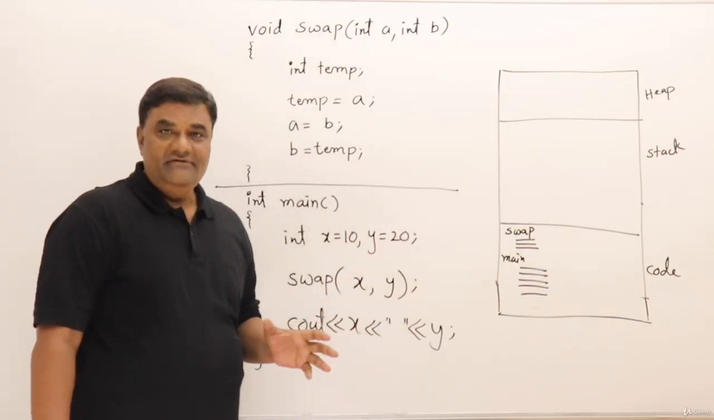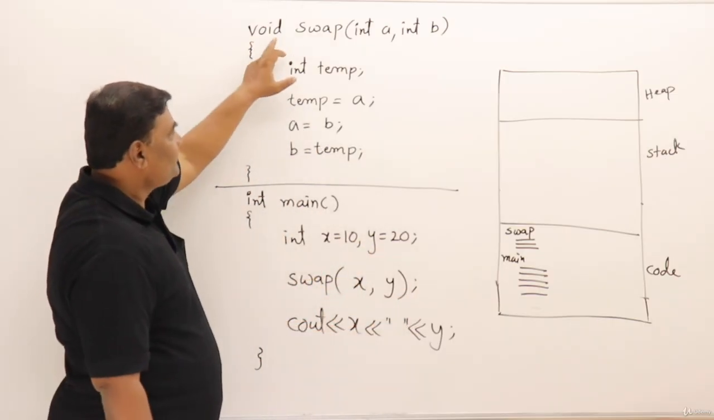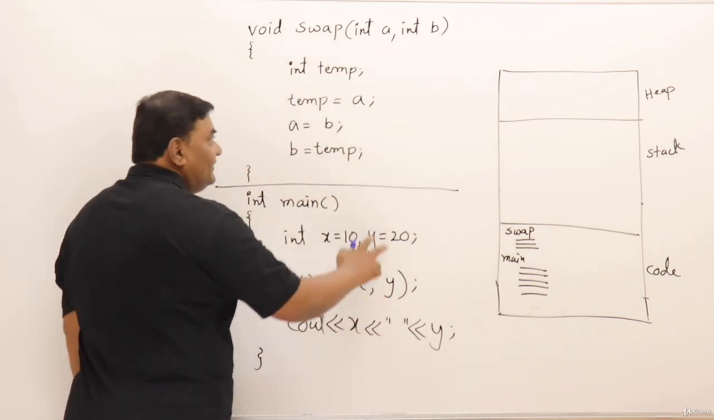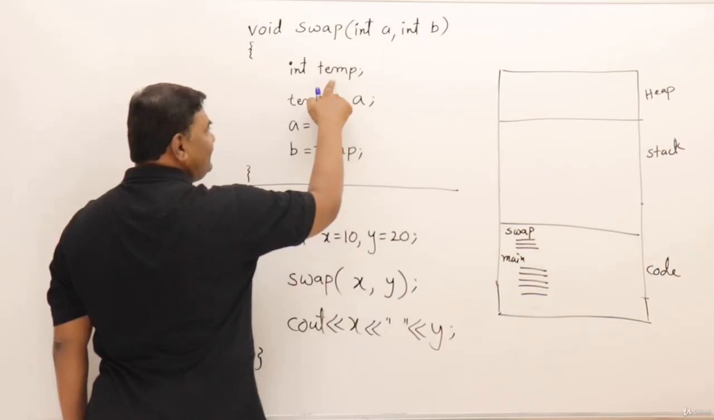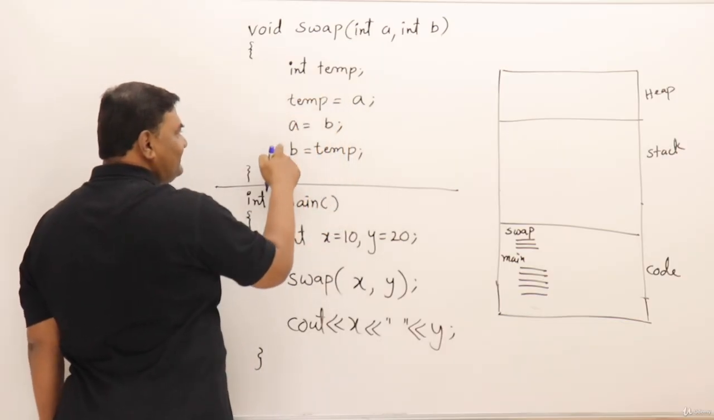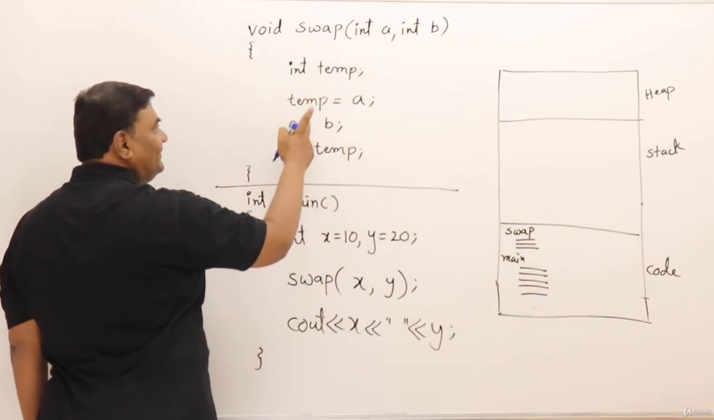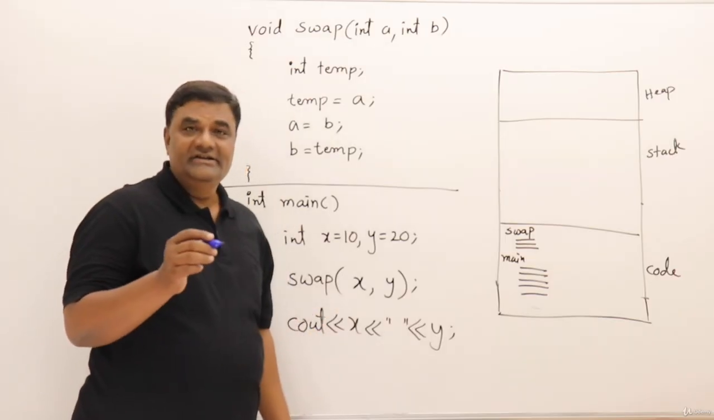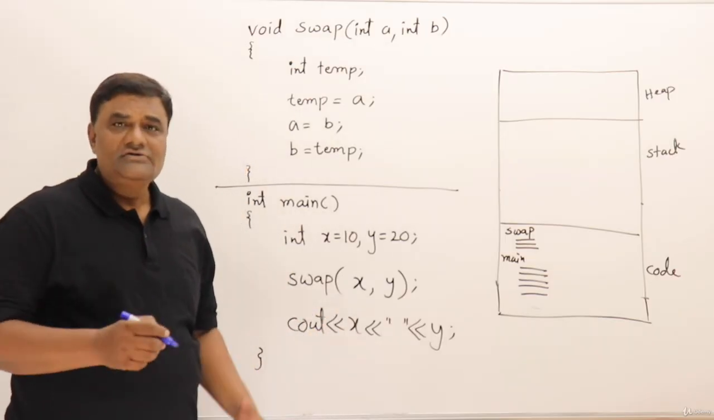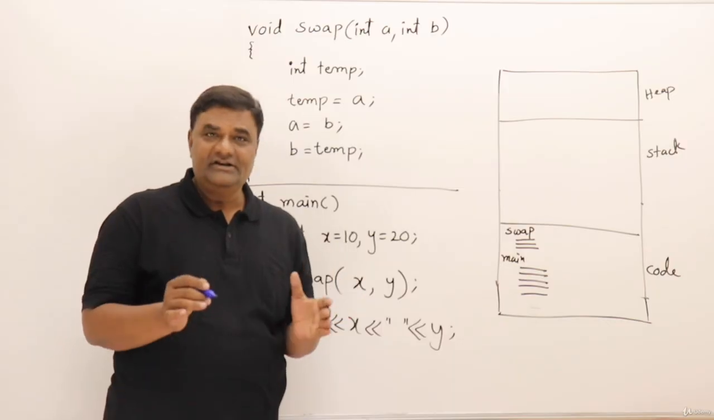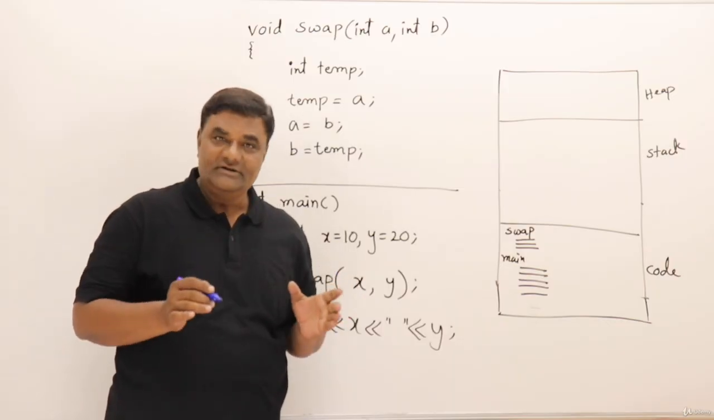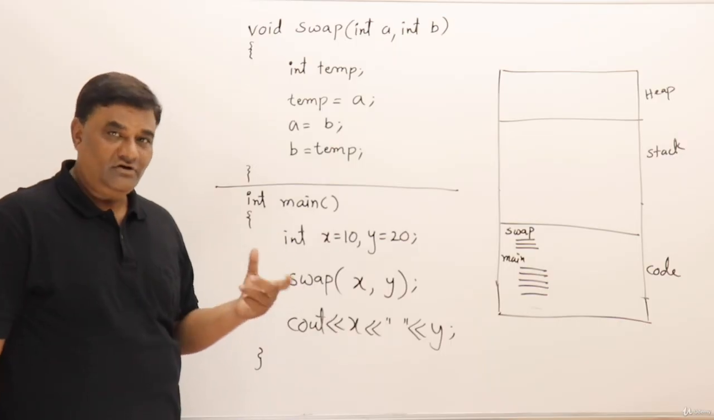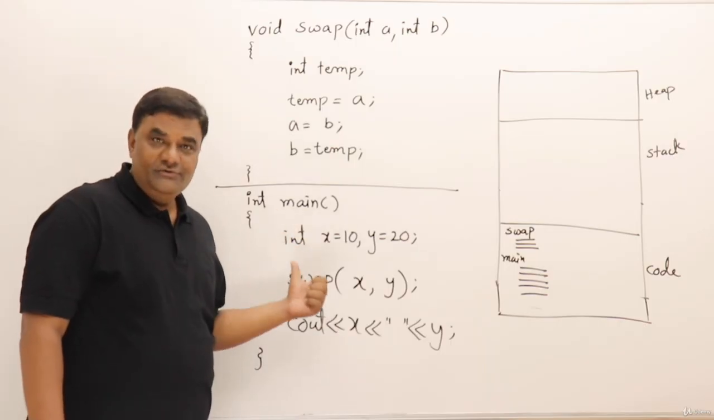Now let us look at the function I have written. The function swap takes int a and int b, so these values will be passed into this one. Then there is a temporary variable, and here is the logic for swapping the values of a and b. This parameter passing method is call by value. Once I explain, you will understand what call by value means. Let us run this and see whether it really swaps the two values or not.